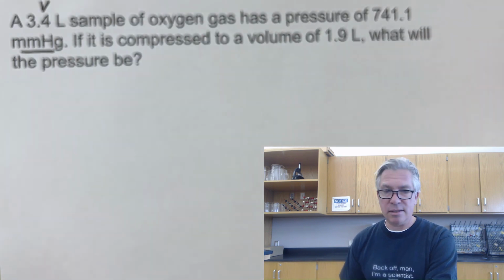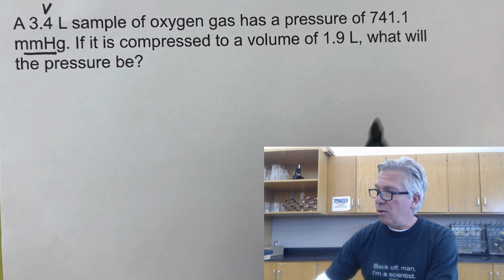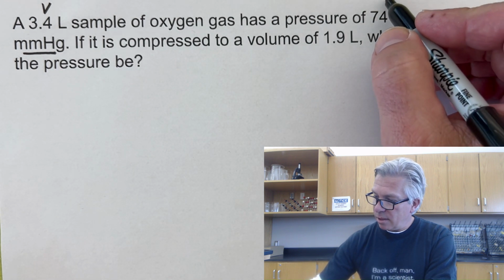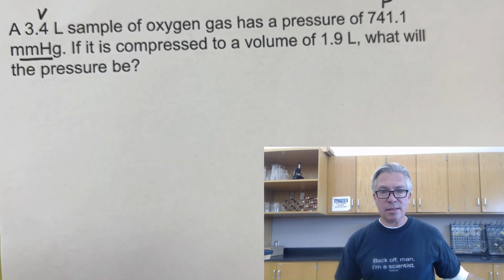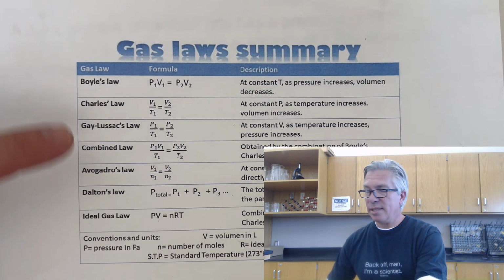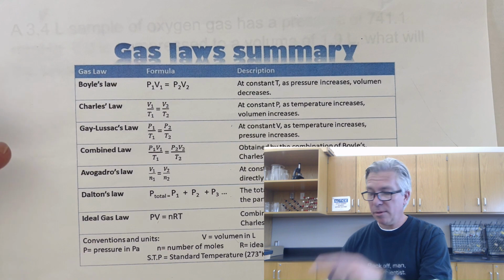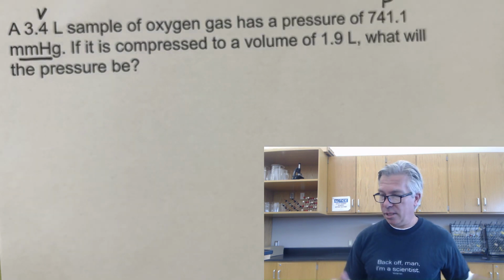So just label it as a volume if it helps. Over here, this unit that I'm giving, or this number, is a pressure. So I've got a P and a V. And I'm doing this because at some point you're going to have to decide which of these gas laws you're going to use to solve a problem. And it's helpful to label and see what you have.